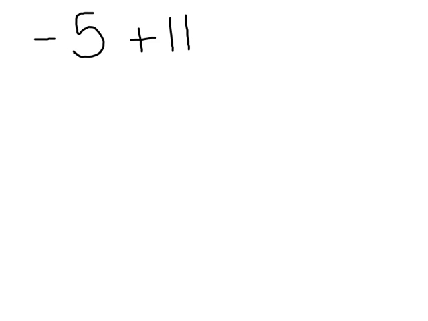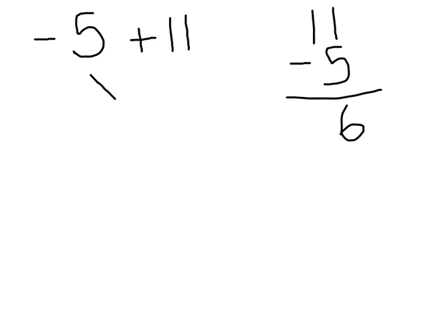Negative 5 plus 11. The first thing I notice is that I have 5 negatives and 11 positives. And I see that my signs are different. When my signs are different, I know I'm going to find the difference, which means to subtract. So I'm going to do 11 minus 5. Now, you all are very smart. 11 minus 5 just leaves me with 6.